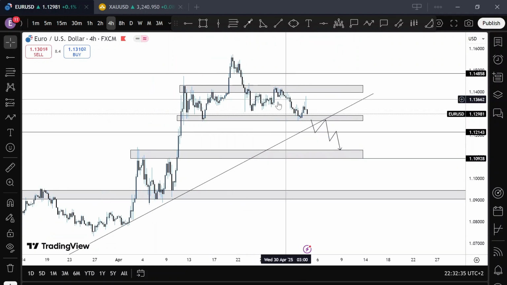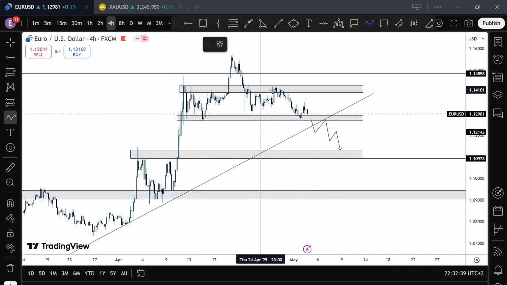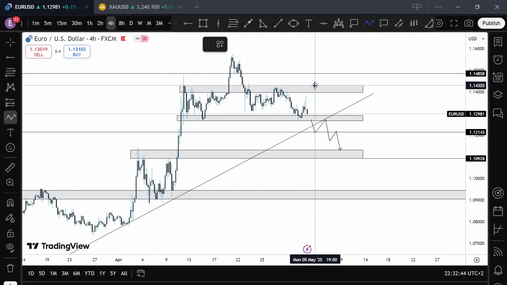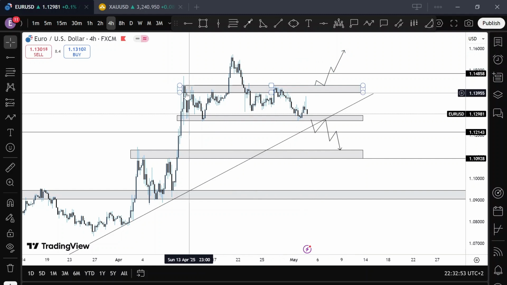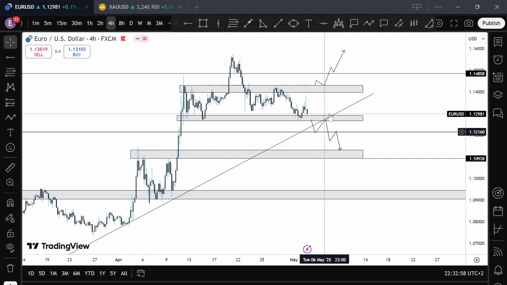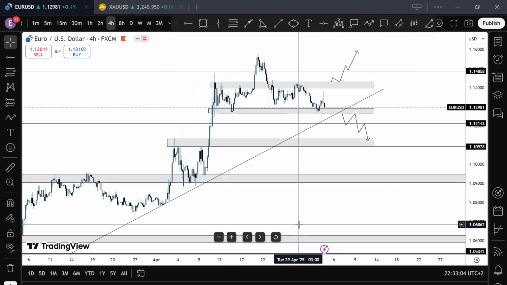I'll be really confident to start looking for buy opportunities if price breaks these regions of 1.1430. Break, retest, then we can look for opportunities to buy to the upside. And this looks like a head and shoulder pattern also formed here, and here is the neckline. So a break of this, we'll look for sales opportunities to the downside.